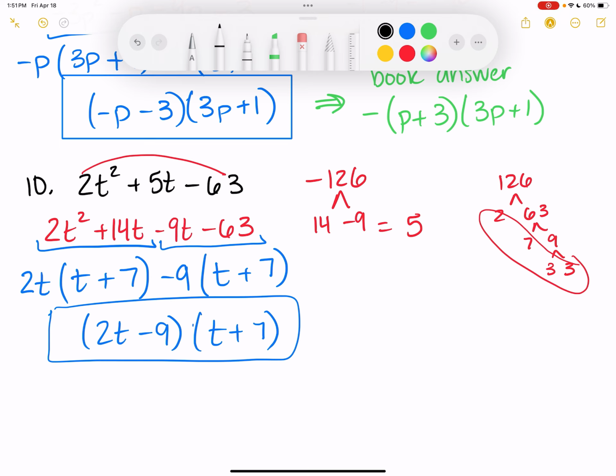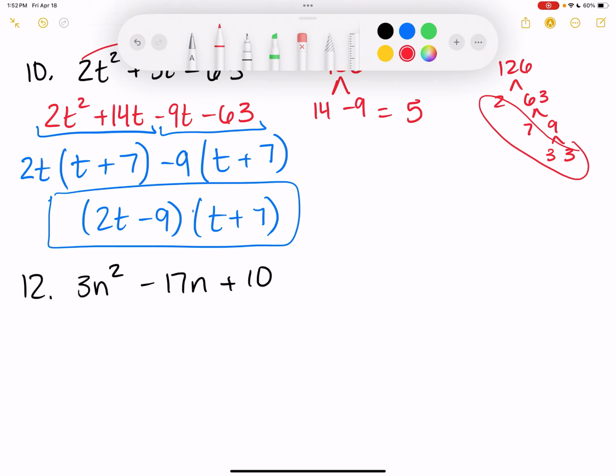12. 3n squared minus 17n plus 10. So I'm looking for two numbers that multiply together to give me 30 that add up to negative 17. Yep, negative 2 and negative 15, because those two things multiplied give me a positive, and added give me that negative number that I'm looking for.